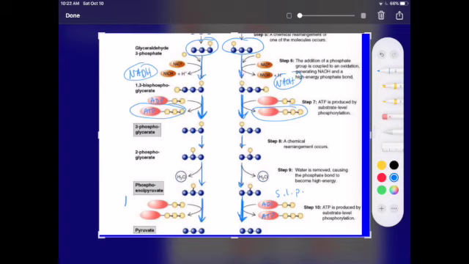This is substrate level phosphorylation. This up here is substrate level phosphorylation. Substrate level phosphorylation. Say that 4 times really fast.